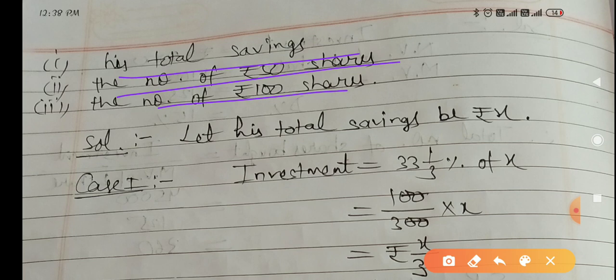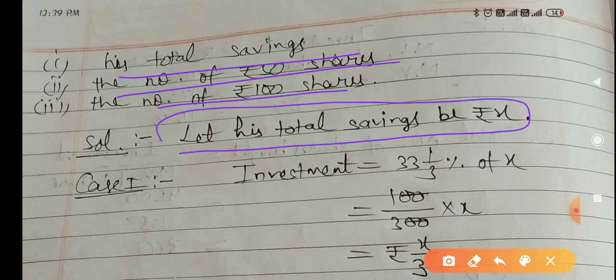Now listen, what is new in this question? In this question some savings is there and he is investing of this savings. He is making two parts of this saving, and one part he is investing, so two cases are there. So total savings I have taken as X.